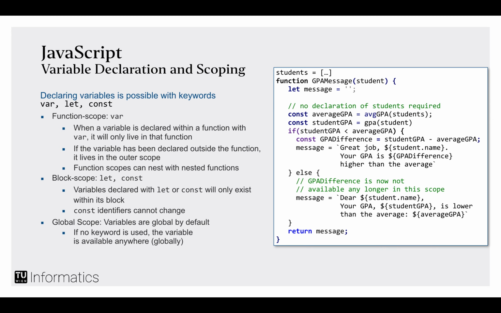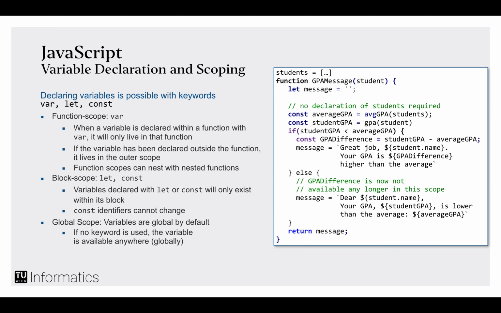And now if you look at the first branch, the GPA difference is also a const here. It could also be a let, but what I want to say here is I don't want to use it again later on in a different scope. And I couldn't even if I do it like that. And so let and const have block scope. And block in JavaScript is every time you open a curly bracket, that's a block in JavaScript. And if you define a variable within that block, it only lives within that block.